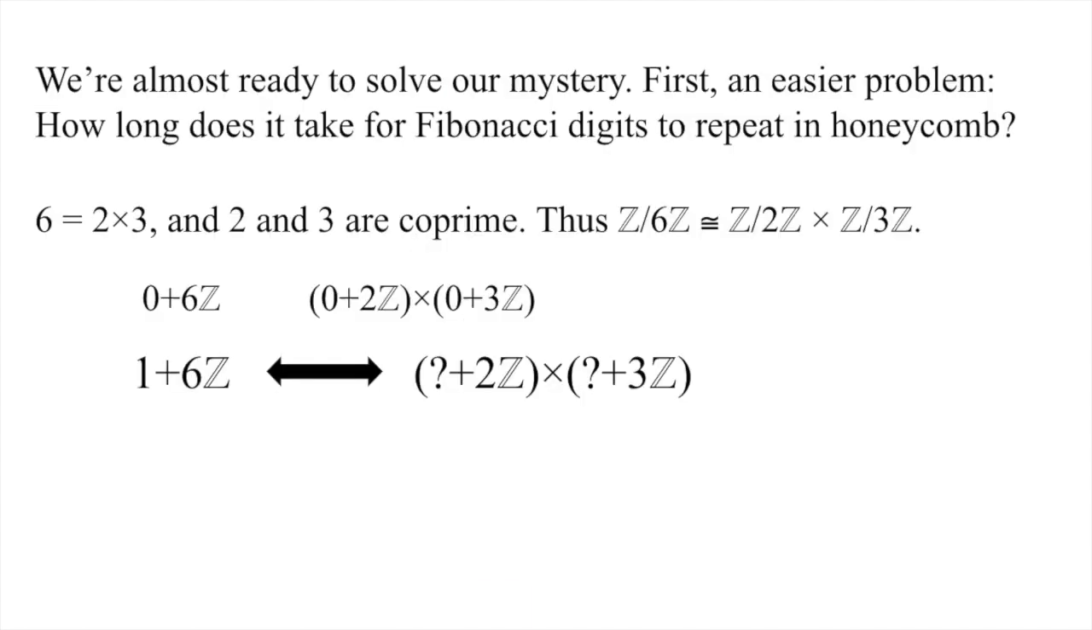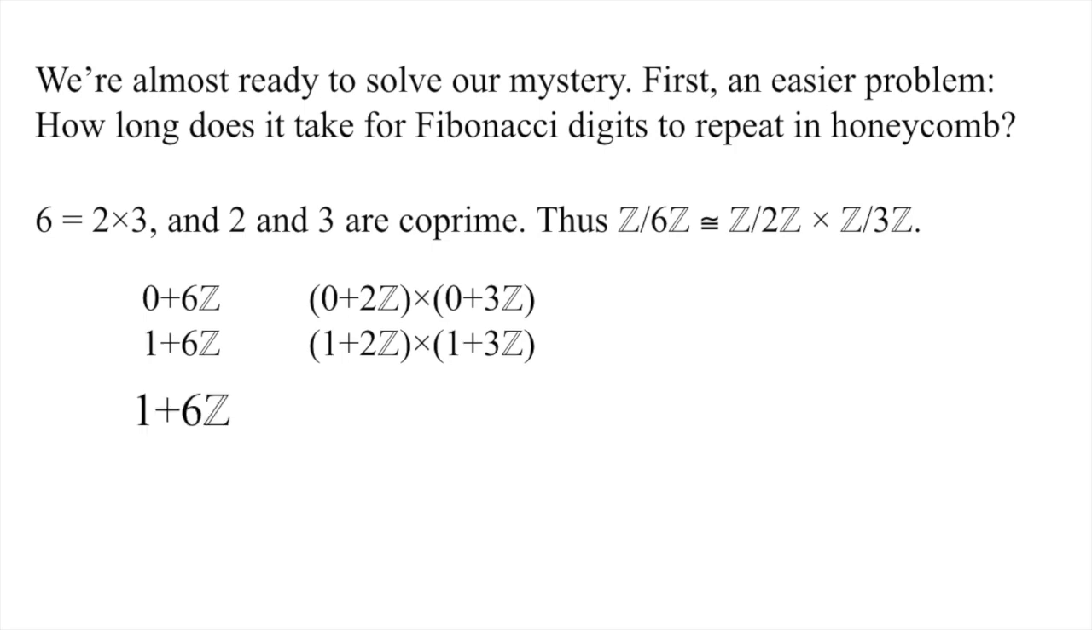Because multiplication works independently within the components, the only way to get an element like that is to have a 1 in Z mod 2Z and a 1 in Z mod 3Z. And there we go. The next term in the Fibonacci sequence is another 1, so we already know what the answer is for there. But then we get to 2, and here we might have a problem.